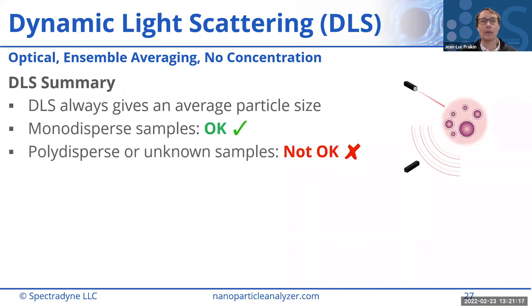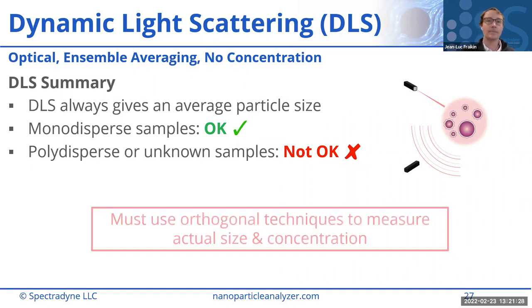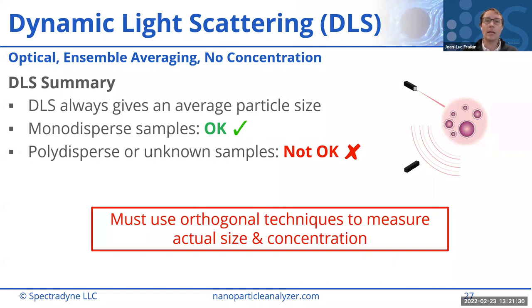However, I think I've shown you that for polydispersed or unknown samples, where you don't know a priori what you're going to be measuring, dynamic light scattering really fails to give much useful information at all. And what we need is an orthogonal technique to measure the actual size and concentration.